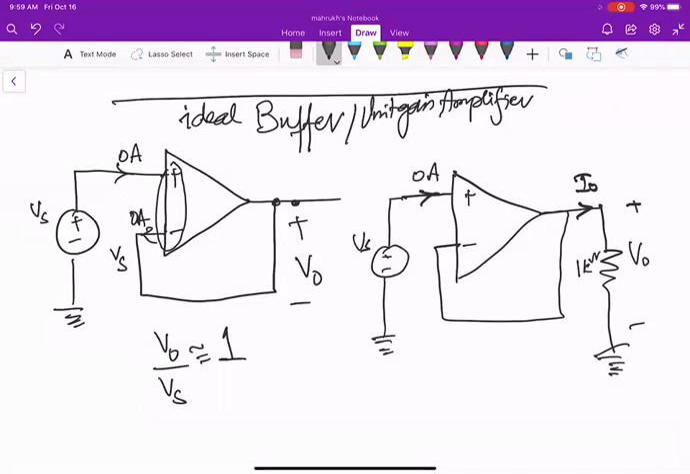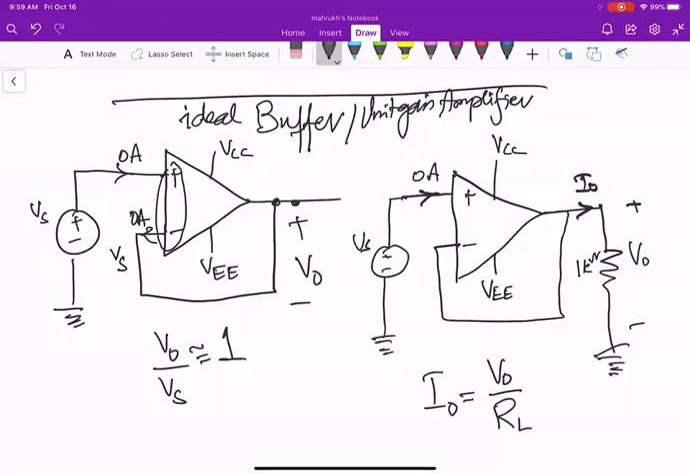Now, if you add a load resistor across this amplifier, let's say a 1 kilo ohm load resistor, what will happen then? You will have I naught equal to V naught over RL, right? And you can see that your IS is not dependent on your I naught.